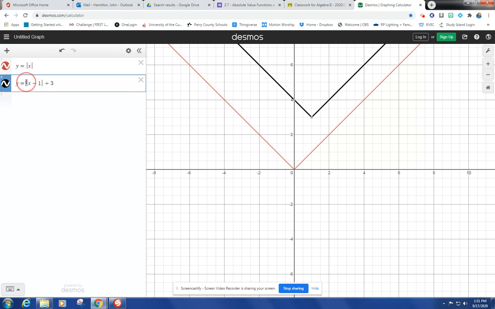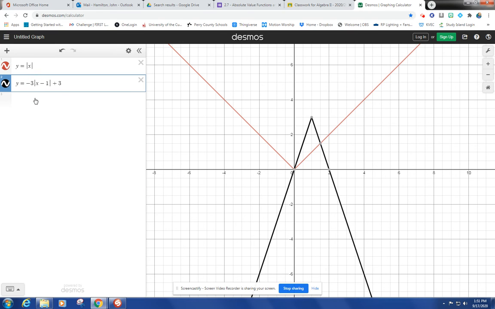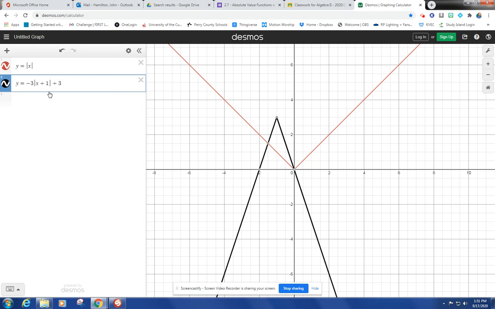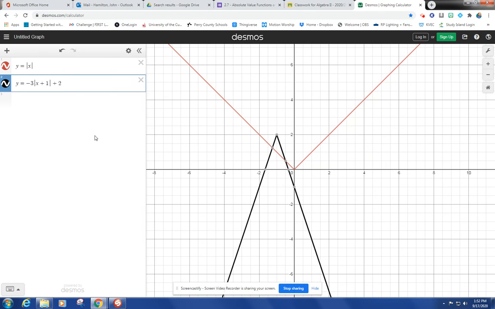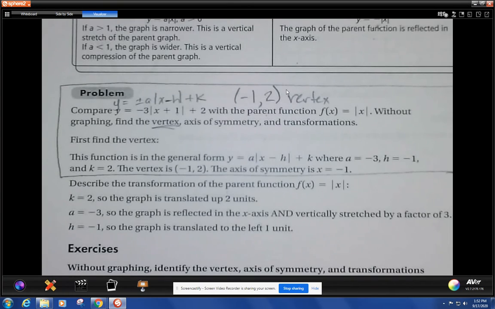So we had negative 3. We had x plus 1. And then we had plus 2. Notice what happens. You're going to see some things right off the bat, some transformations that are taking place. Well, what I want you to notice right now is your vertex. Notice right there, our vertex, negative 1, positive 2, which is exactly what we said it was going to be just by looking at the form, okay, without even having to graph it.